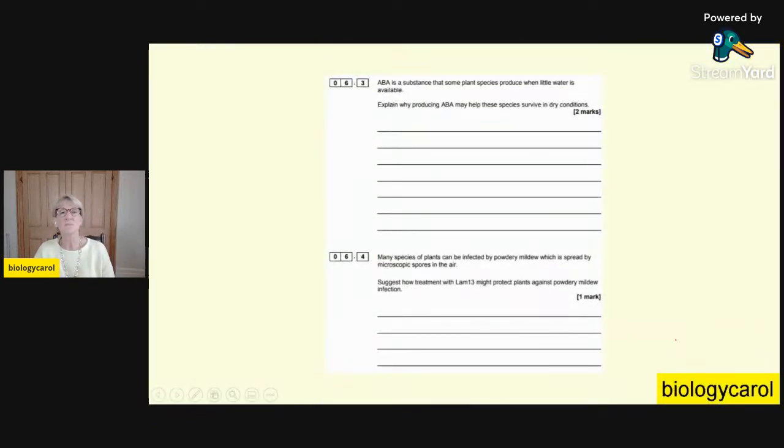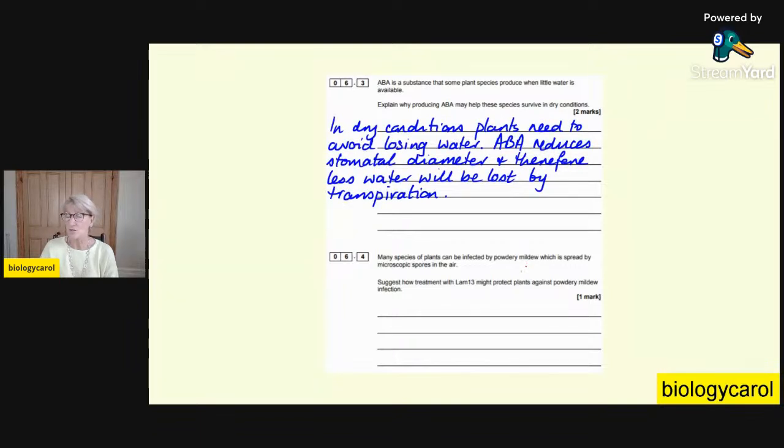ABA is a substance that some plant species produce when little water is available. Explain why producing ABA may help these species survive in dry conditions. Well, ABA reduces the stomatal diameter. And hopefully we know what else happens through the stomata, not just gas exchange, but water loss. So if the stomatal diameter is being reduced, the water loss by transpiration will also be reduced. So here's my answer. ABA reduces stomatal diameter and therefore less water will be lost by transpiration.